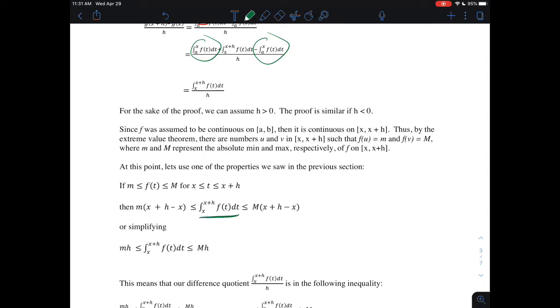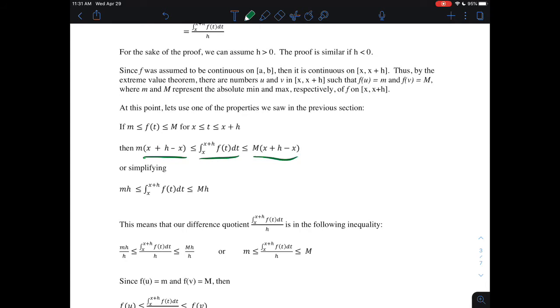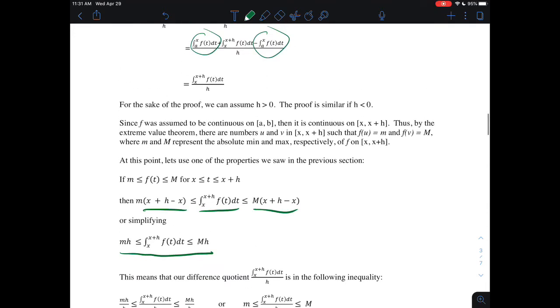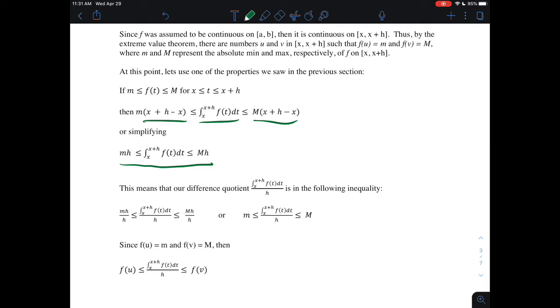So we've got this integral is now bounded by two constants. We can simplify, obviously, because the x's will cancel, and that tells us our integral is bounded by those constants. So now we can relate this back to our difference quotient. Our difference quotient is then in the following inequality. So notice all I did was just take where we left off, and then I divided by h everywhere. And when I do that, now we can see that our difference quotient is bounded by two values, lowercase m as a minimum and uppercase M as a maximum.